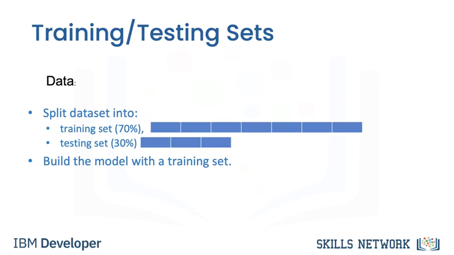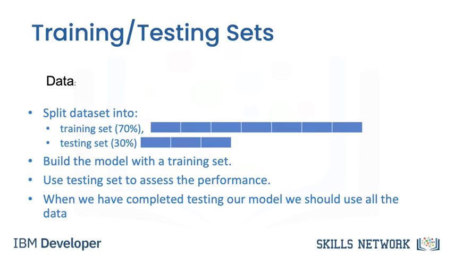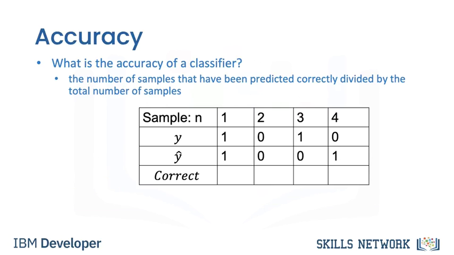We use a training set to build a model. We then use a testing set to evaluate model performance. When we have completed testing our model, we should use all the data to train the model. Accuracy shows us how good our method works, that is, the average number of times our model got it correct.